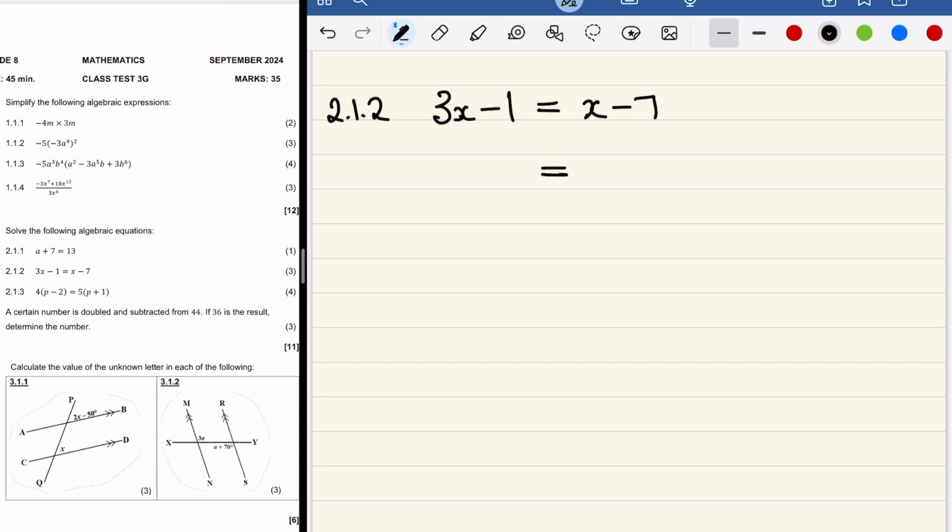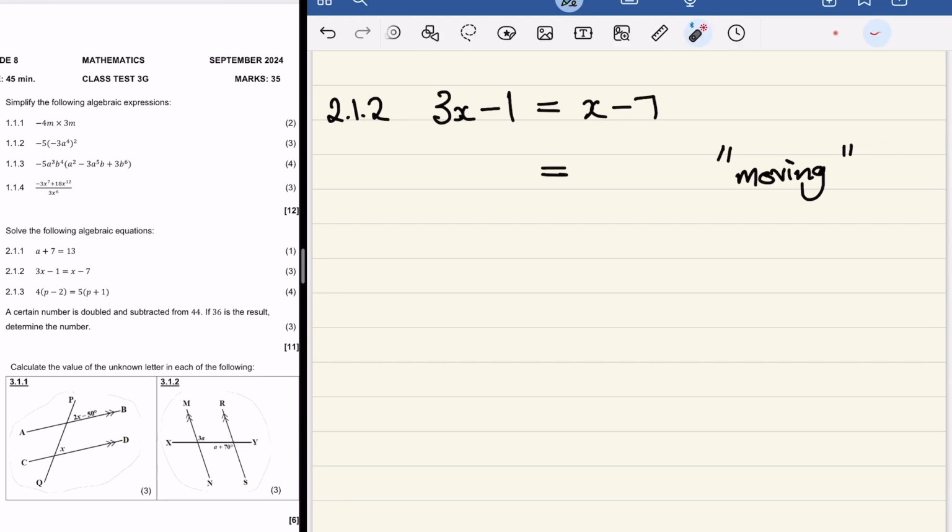So what we essentially are doing in a case like this is making sure all our letters are on the left and all our numbers are on the right, and we do that by moving them from the one side to the other. In other words, I want my letters on this side and I want all my numbers on that side. And when I move them, the sign must change from whatever it was.